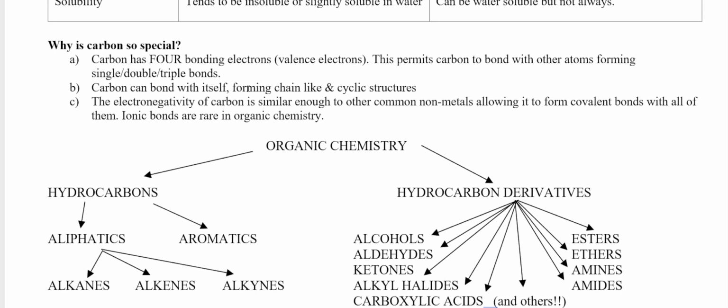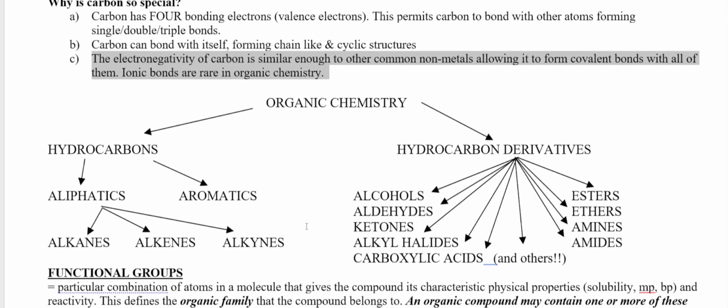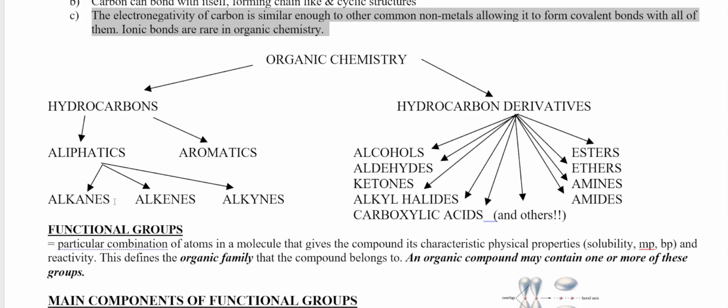Why is carbon so special? Well, carbon has 4 bonding electrons, 4 valence electrons, and this permits carbon to bond with other atoms, forming single, double, and triple bonds. Carbon can also bond with itself, forming chain-like and cyclic structures, and the electronegativity of carbon is similar enough to other common nonmetals, allowing it to form covalent bonds with all of them. Ionic bonds are typically pretty rare in organic chemistry. So today's lesson is going to focus on hydrocarbons, which is this branch of organic chemistry, but there's also hydrocarbon derivatives, and we'll spend some time on these families of organic chemicals.